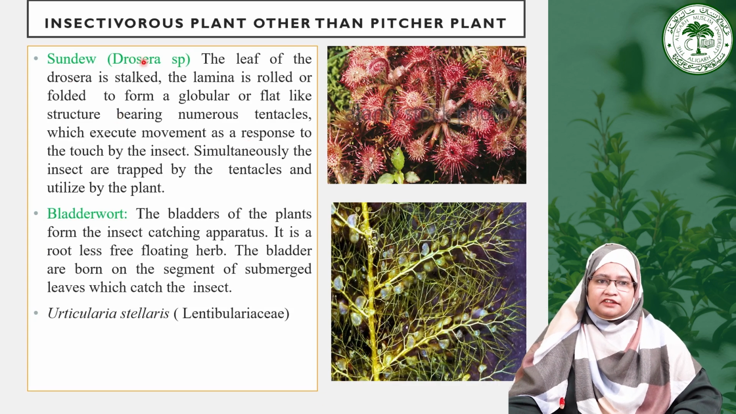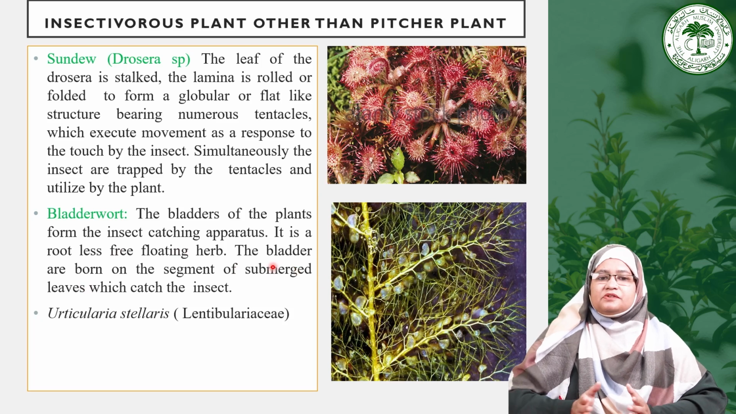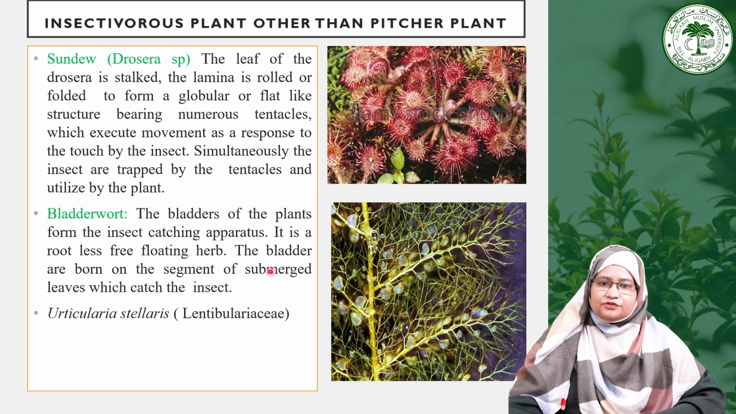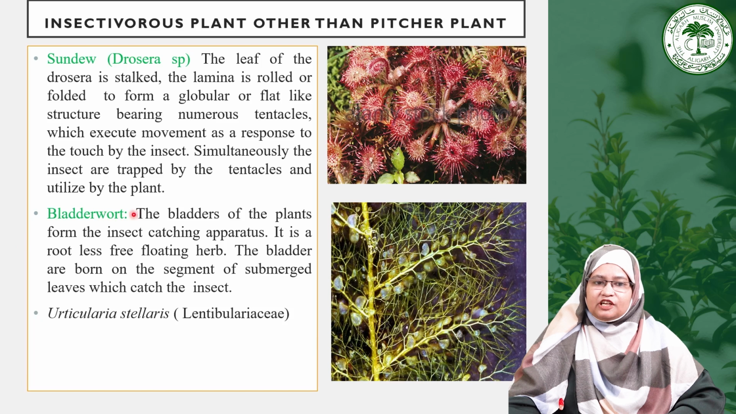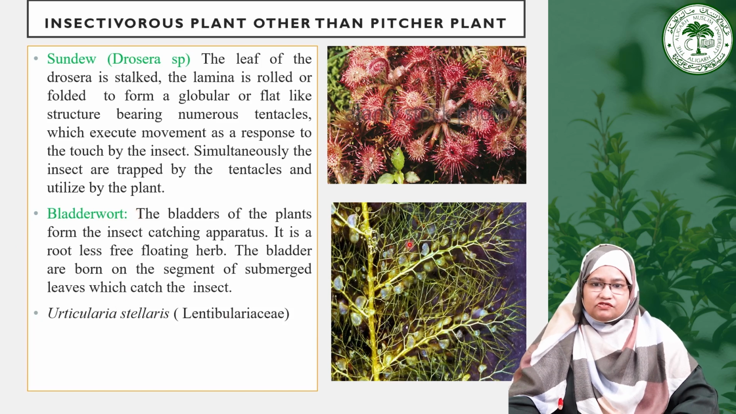Similarly, some other insectivorous plants like Drosera have leaves with a globular, thread-like structure that responds to touch. When an insect touches this, the leaf folds and traps the insect. Similarly, in bladderwort, the plant forms an insect-catching apparatus, as you can see. When an insect gets close to these organs, they catch and trap it. The example of bladderwort is Utricularia, as you can see in this image.